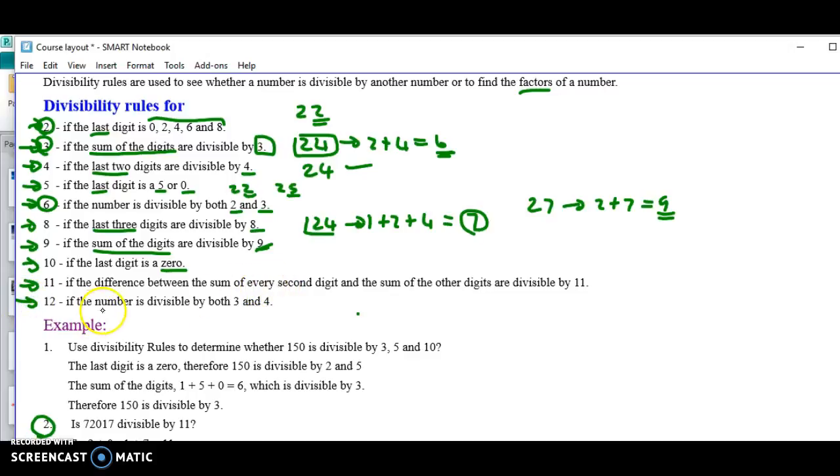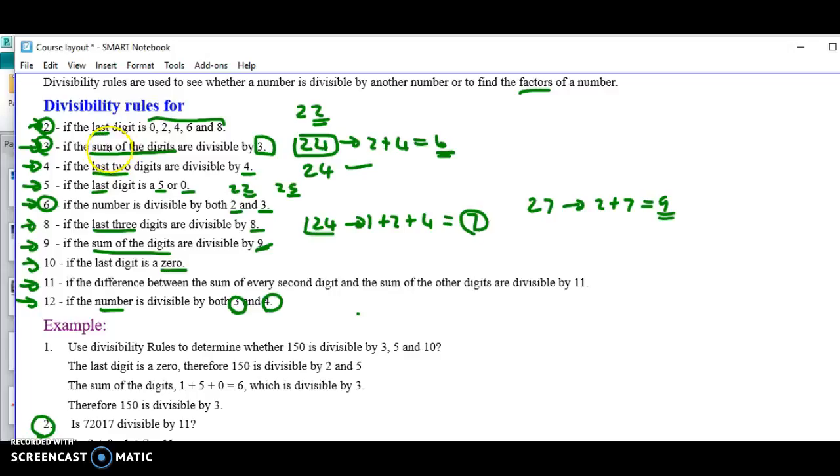12, the number is divisible by 3 and 4. Remember that for 6, the prime factors are 2 and 3. For 12, the factors are 3 and 4. So how do I memorize this? Well, for 2 it is the last digit, 4 is the last 2 digits divided by 4, 8 is the last 3 digits divided by 8, and for 12, the number is divisible by both 3 and 4.